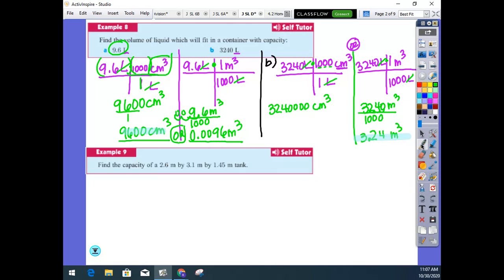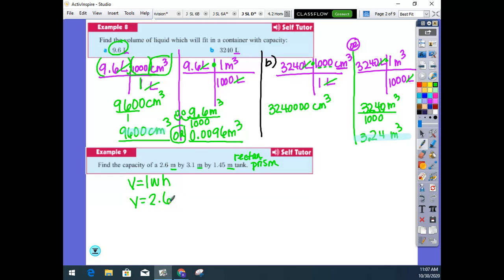Okay, I think example 9 would have been helpful if it had called it a rectangular prism, because then I know that my volume is length times width times height. And always look at your units. They should always be the same units. So 2.6 times 3.1 times 1.45.